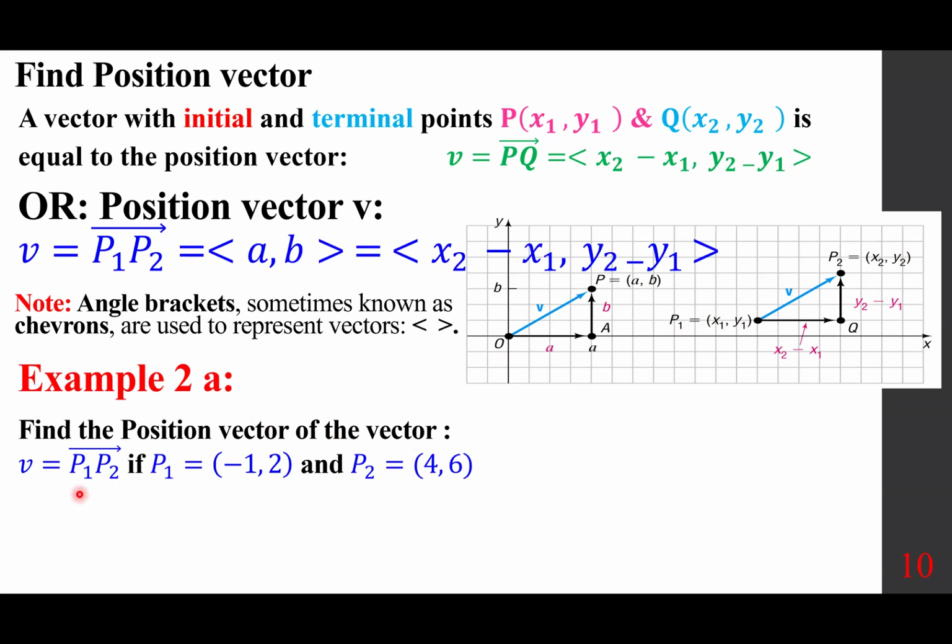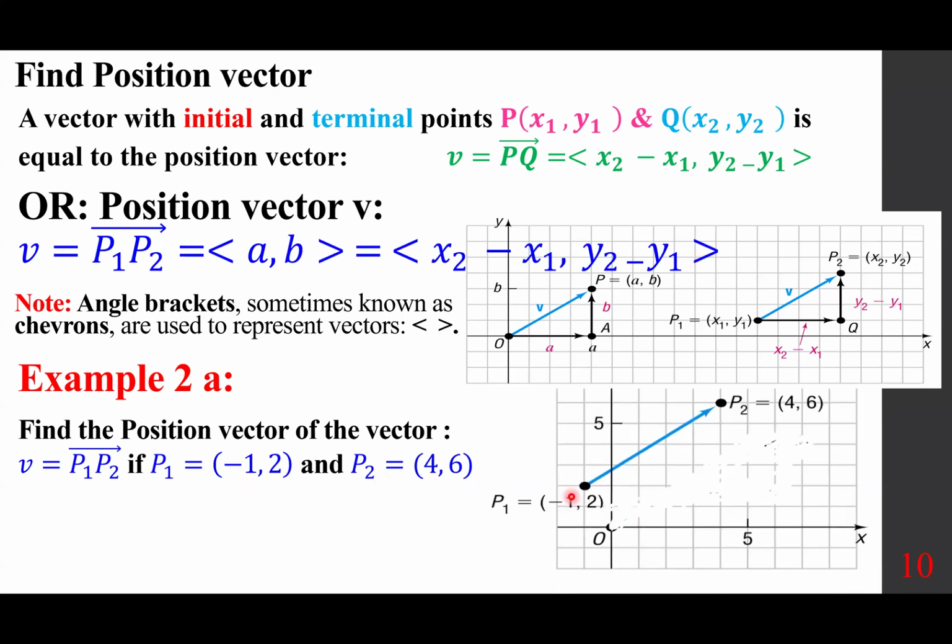Find the position vector of the vector v is P1P2, such that P1 is -1, 2 and P2 is 4, 6. So the initial point has those coordinates, the terminal point has those coordinates. So basically, we are going to use this one, right? P1 has these coordinates, -1 and 2. You can locate that. P2 has these coordinates, 4 and 6. You can locate that. Now we want to move it here.